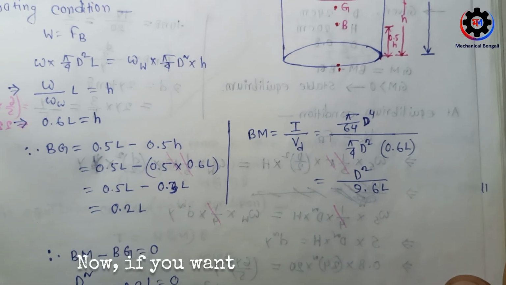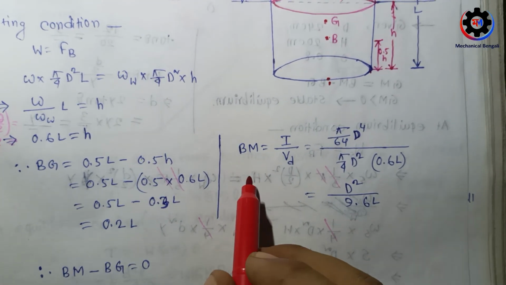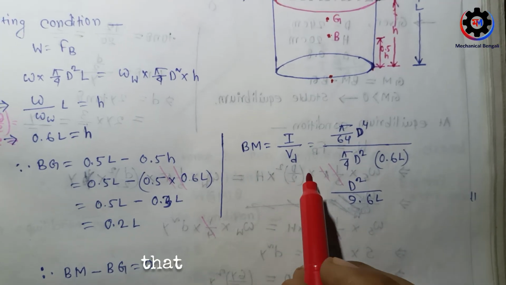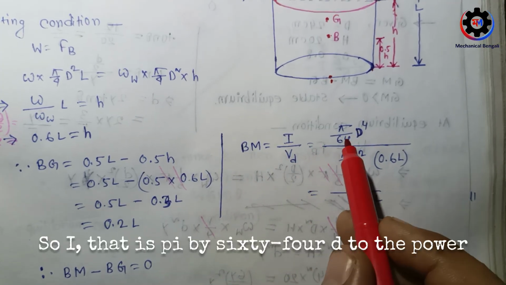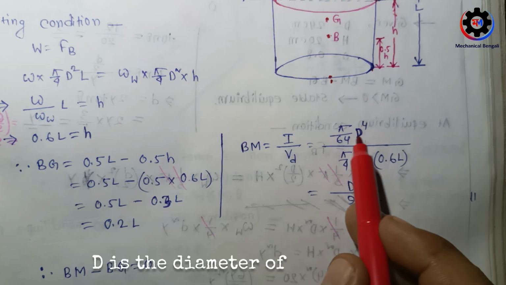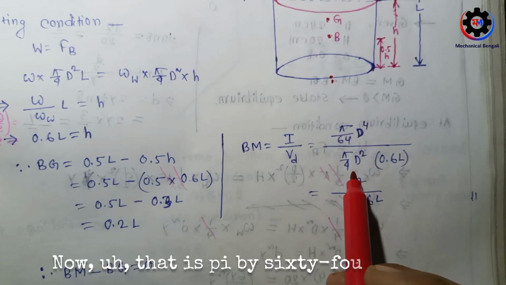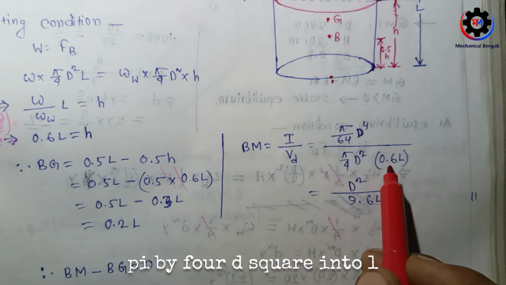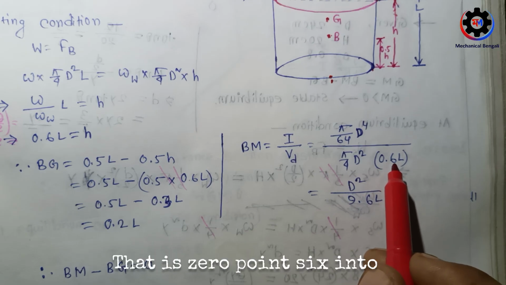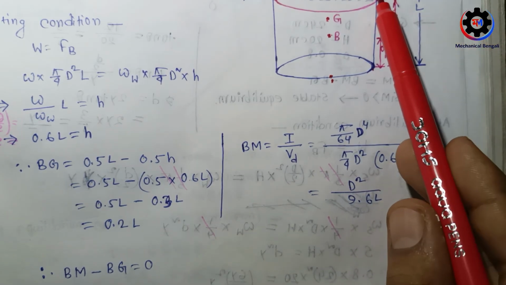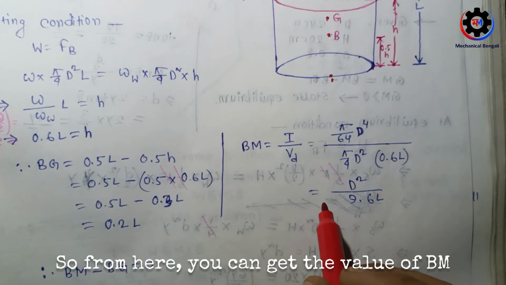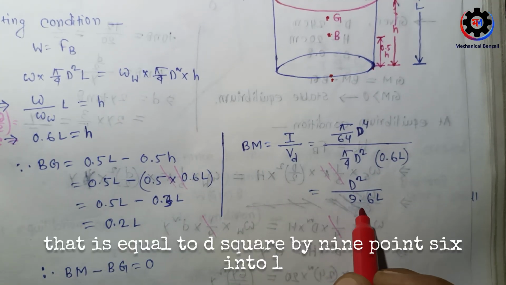Okay, now if you want to calculate BM, how to calculate BM? We know the formula is I by V. So I is pi by 64 D to the power 4, where D is the diameter of the cylinder. Now that is pi by 64 D to the power 4 divided by pi by 4 D square into the submerged length, which is 0.6 into L.